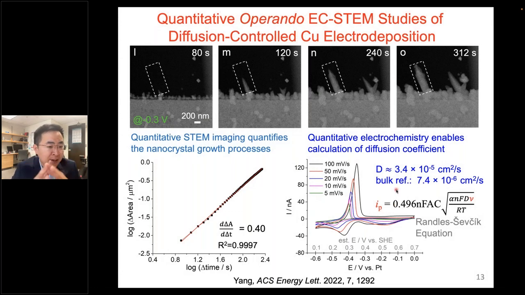This really gave us the confidence that when we investigate a nanoscale process, in some cases it can actually be comparable to what one often does in a standard three electrode electrochemical cell.